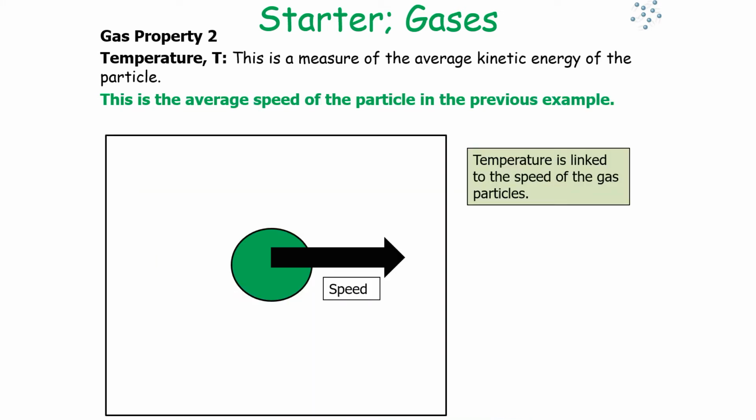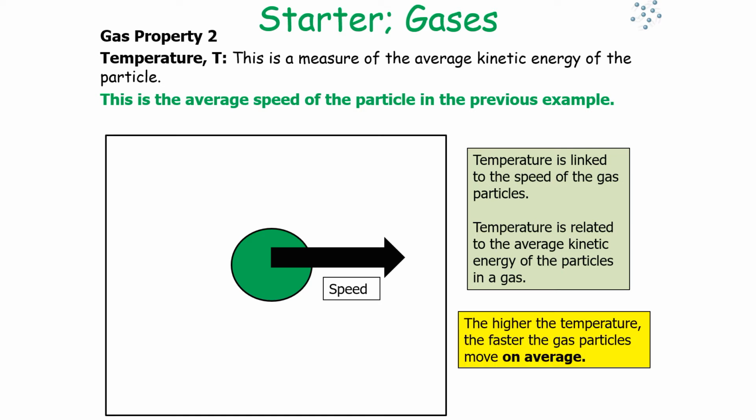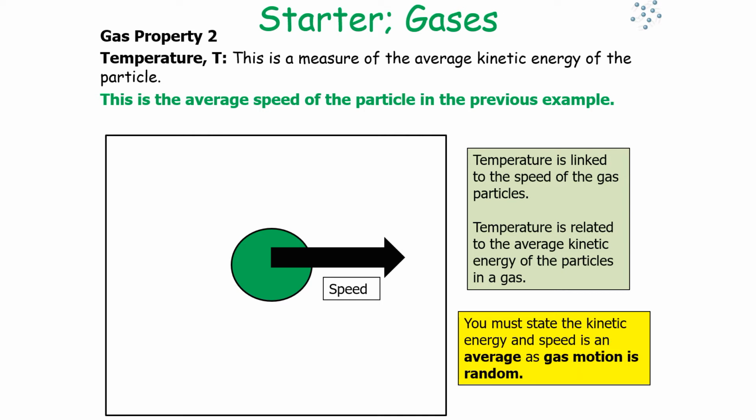The next thing to look at is temperature. Temperature is a measure of the average kinetic energy of the particles, so it links to the average speed of the particles. The higher the temperature, the faster the gas particles move on average. The lower the temperature, the slower the gas particles move on average. You must state that kinetic energy and speed are an average in this case because gas motion is random.